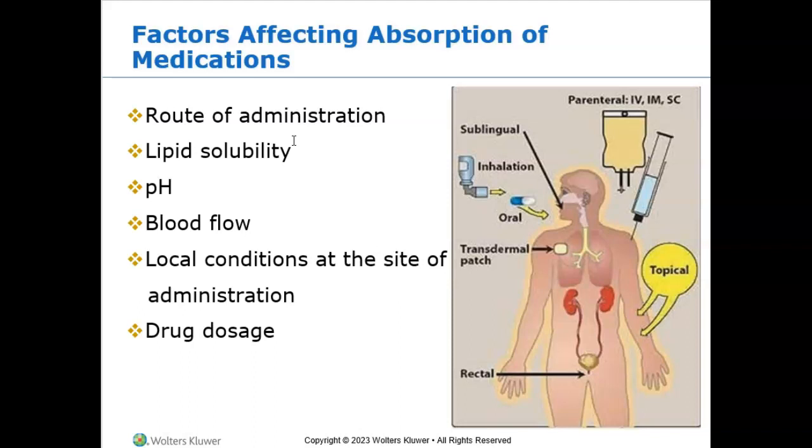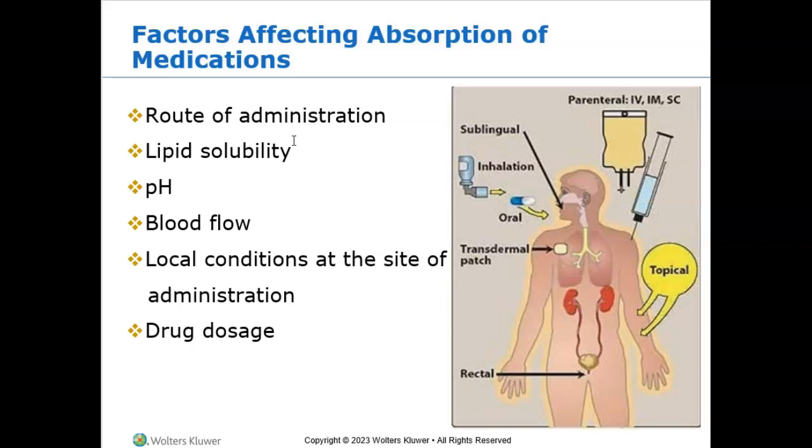If I give it IM, some different things that could affect it would be the temperature of the muscle I'm putting it in, because the cold can cause vasoconstriction and it decreases absorption. Heat causes vasodilation and it increases absorption. Subcutaneous, if you have a high fat content, I should say adipose tissue content, the book says fat, perfusion or blood flow to the tissue. So if you have issues with perfusion or blood flow. And again, cold causes vasoconstriction and it decreases absorption.